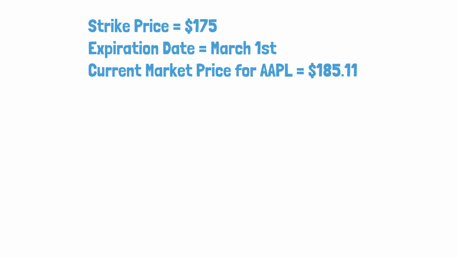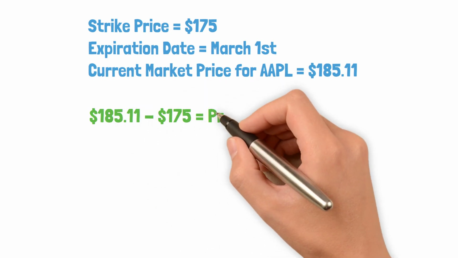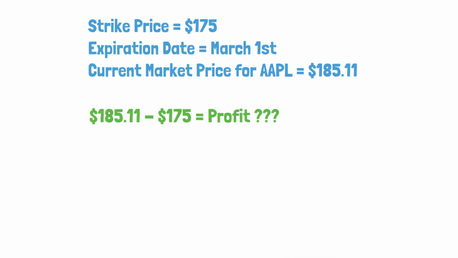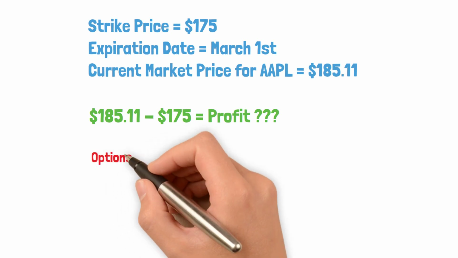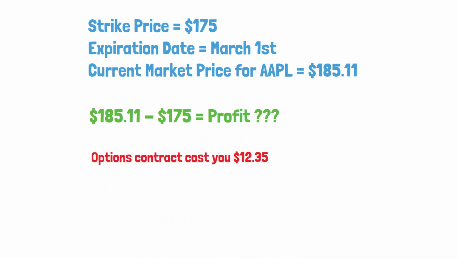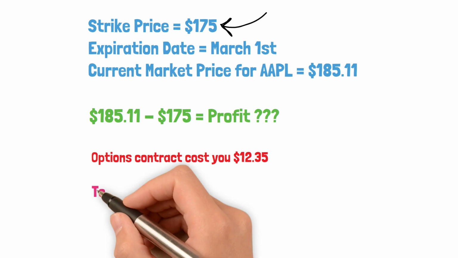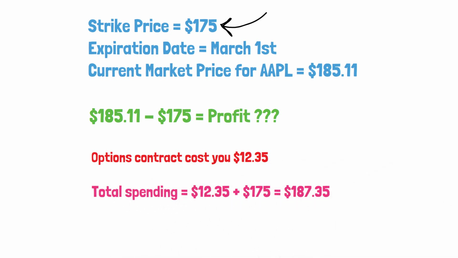But wait a second, why can't you just buy Apple for $175 and sell it at its current market price of $185.11 and repeat for an infinite money glitch? Well, not so fast. How much did you pay for the call options contract? $12.35. And how much can you buy Apple for? $175.